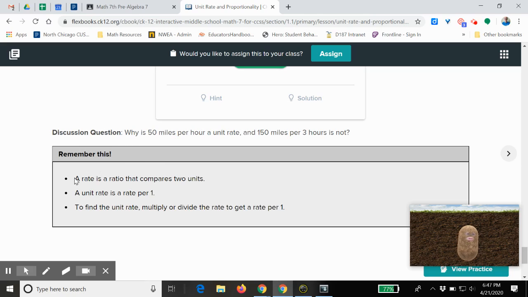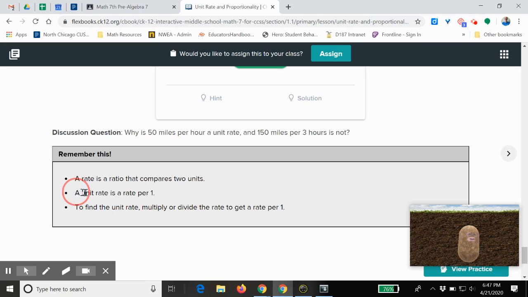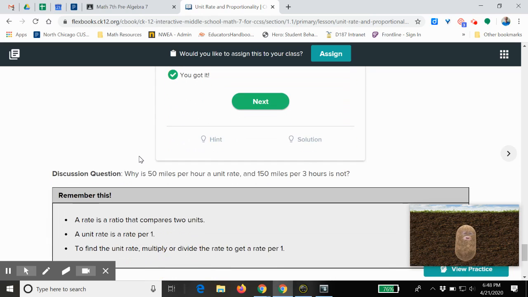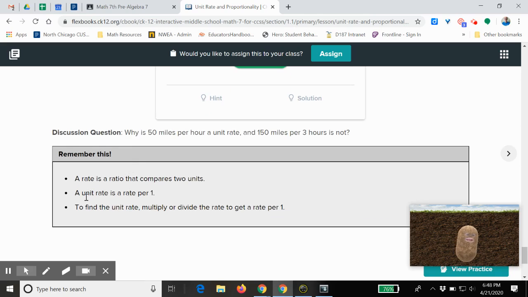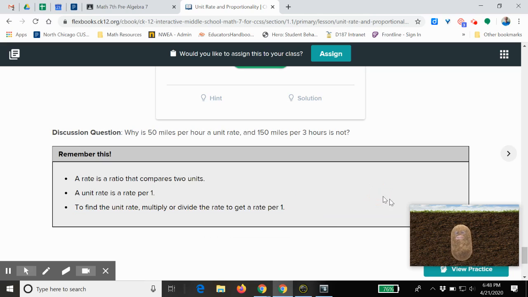All right. So, takeaways. A rate is a ratio that compares two units. A unit rate is a rate per one. So on this one, we divided by 3 on both sides because 18 miles per 3 hours, both divided by 3, is 6 miles per 1 hour. It gives me the unit rate. So to find the unit rate, multiply or divide the rate to get a rate of 1, right? So that's our rates. Cool.